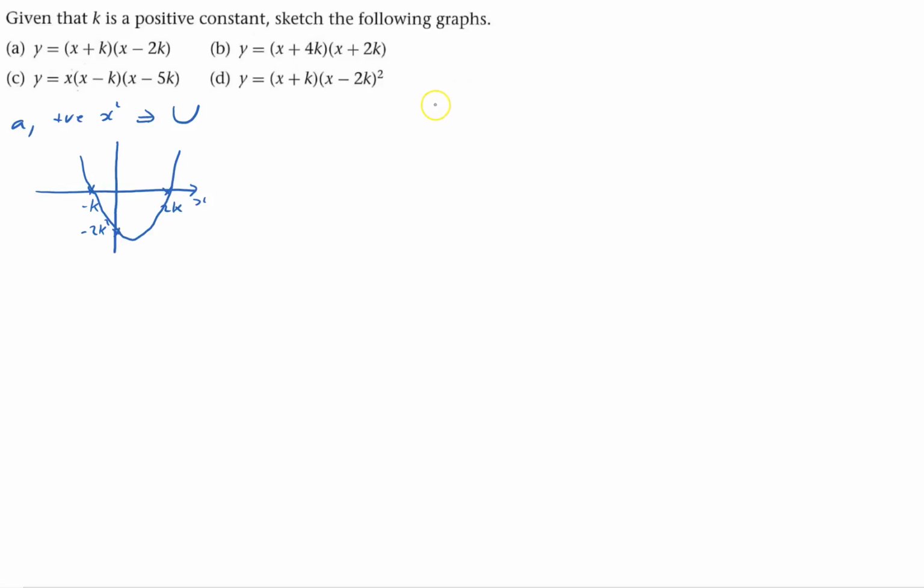Now B, again it's positive x squared, so therefore it's going to be U-shaped. I can draw my little scales, axes. I've got to find out when it crosses the x-axis, that is when y is 0. So this bit will be either 0, in which case x is minus 4k, or it's minus 2k, because then that'll be a 0.